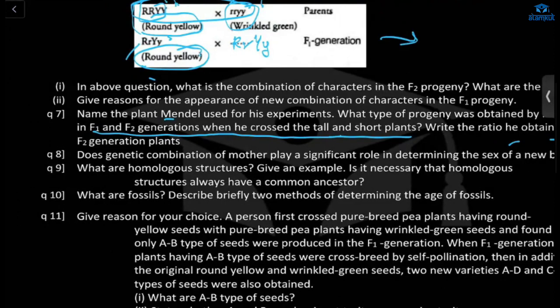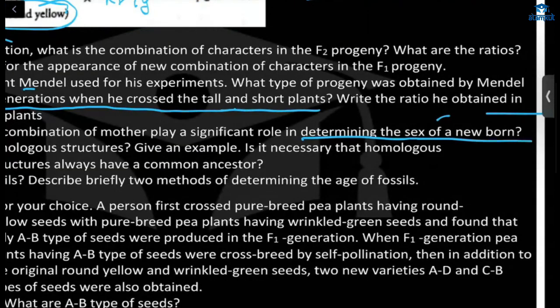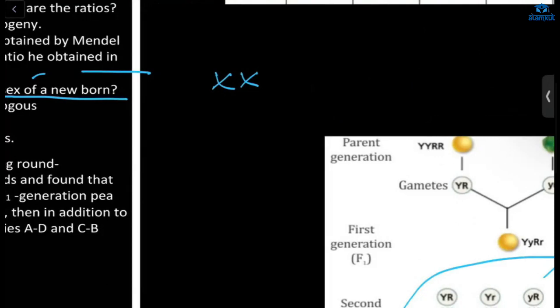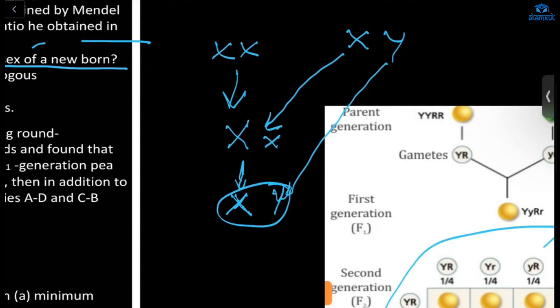Next, 8th question. Does the genetic combination of the mother play a significant role in determining the sex of the newborn? No. Why? Because females always have XX, while males have XY. So from the female we will be getting X. From the male we can get X or Y. So if it is XY, it will be a male child. And if it is XX, it will be female.